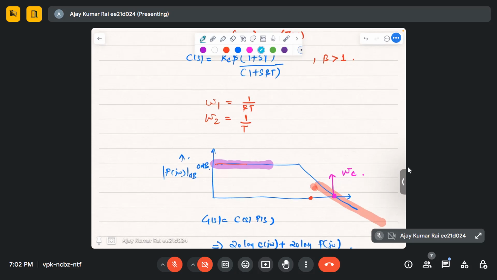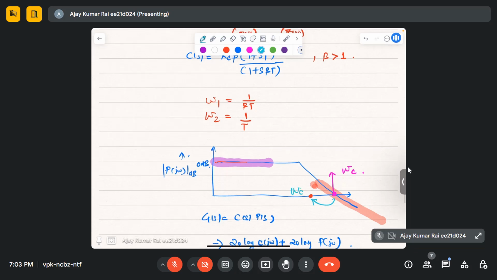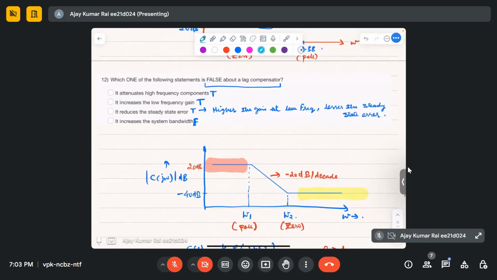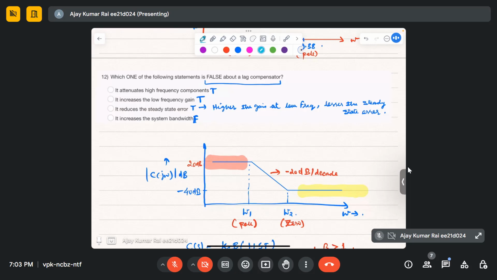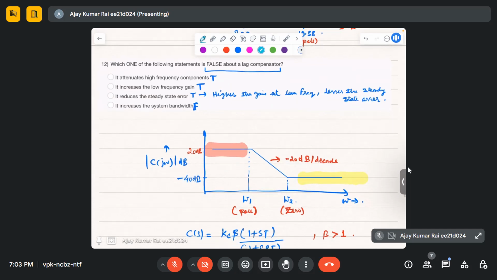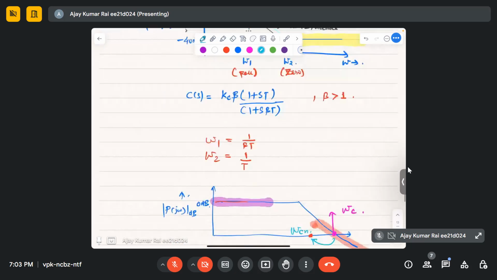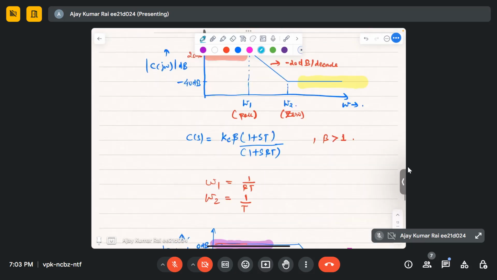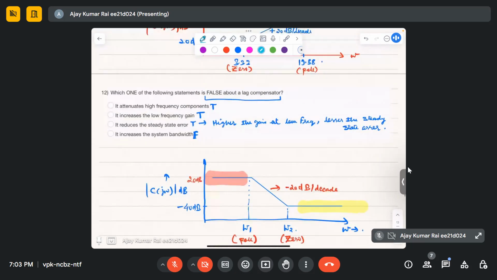So this will become this, which is the compensated network. That's why the bandwidth reduces. But in this case, it's written wrong. It increases the bandwidth, for a lead compensator that is the case. So any doubt in this question? Also on the theory we are seeing this, right?